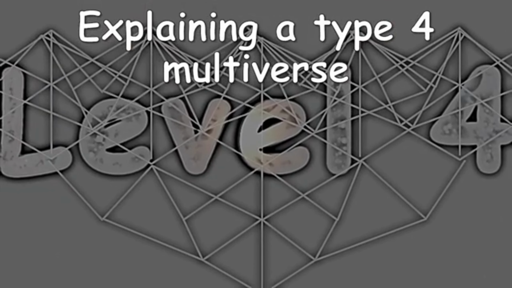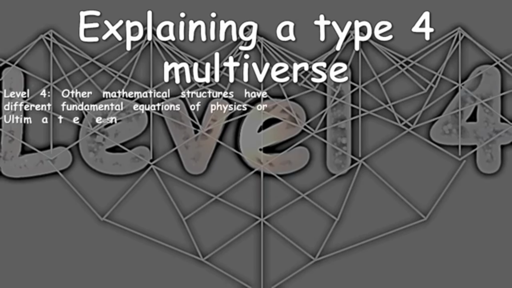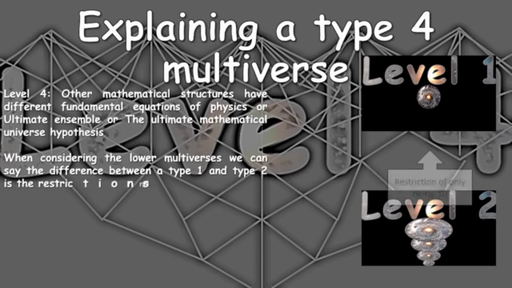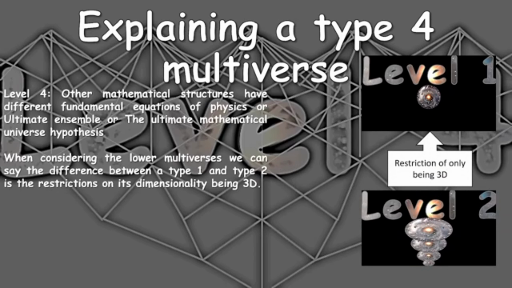Okay, now we're at the topic of the video, a Type 4 multiverse. Level 4: other mathematical structures have different fundamental equations of physics, or the ultimate ensemble, or the mathematical universe hypothesis. It has many names. When considering the lower multiverses, we can consider the difference in their restriction, like the difference between a Type 1 and a Type 2 is its restriction of only being 3D.